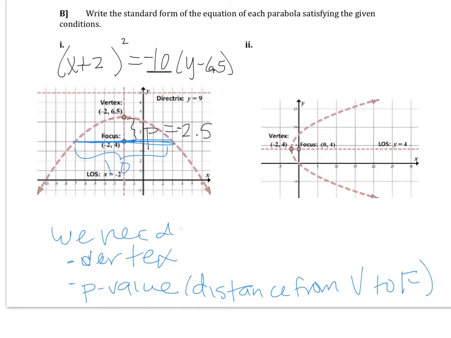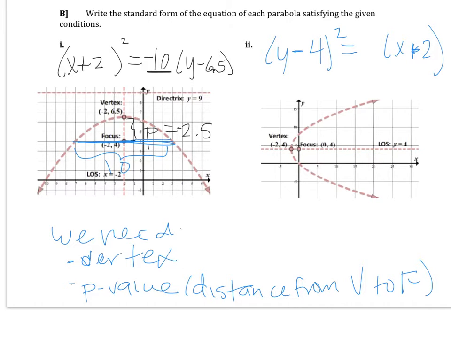Okay, the next one is a sideways facing parabola. It's opening to the right. So that tells us our 4p value is going to be positive and that we're going to be squaring the y. We can see our vertex at -2, 4, so we can go ahead and plug those numbers right in. y - 4 squared is going to equal, we're going to leave some space for the 4p value, x plus 2.